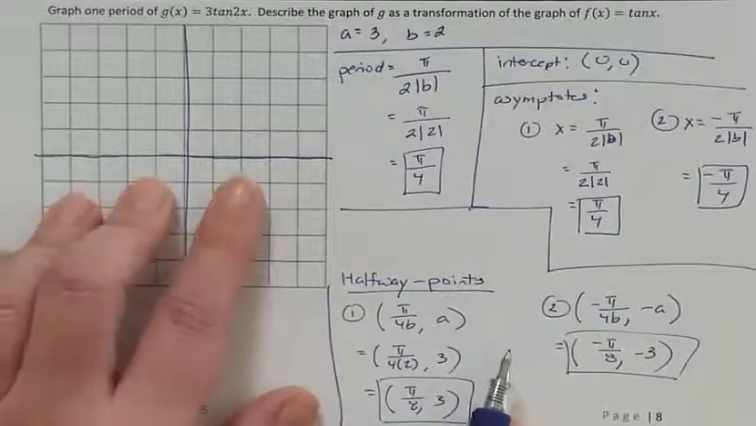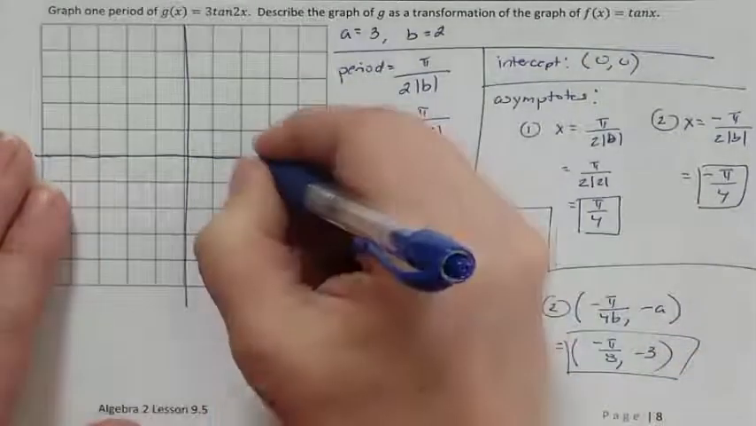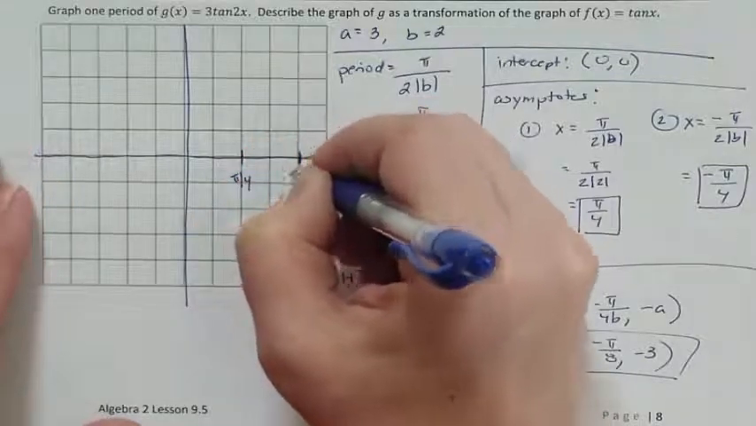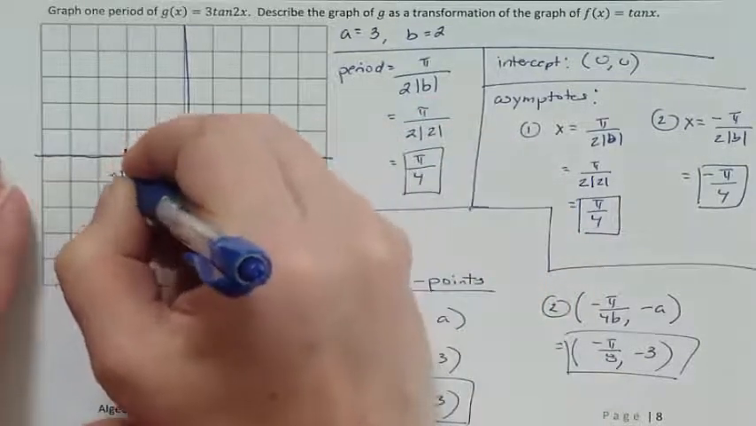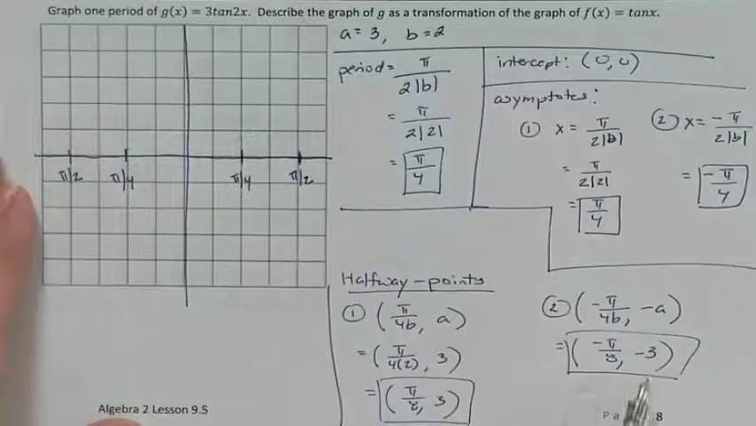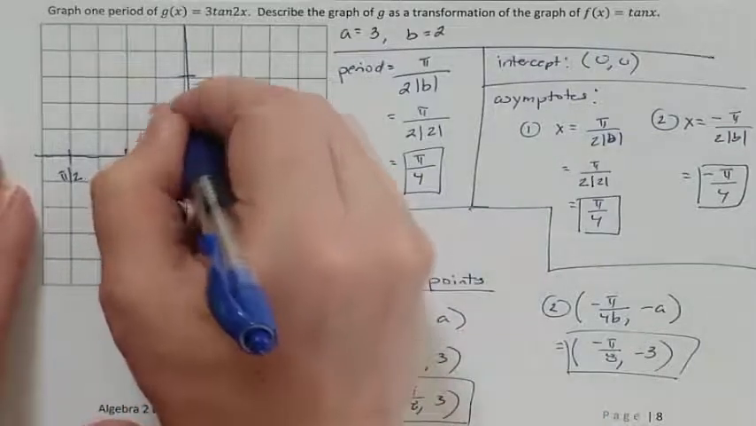I need to scale my x-axis. My x-axis needs to go from pi fourths to negative pi fourths. So we're going to do pi fourths, pi halves, and the same on the negative side. And my y's need to make sure they at least go to 3. So we're going to scale these by 1s.